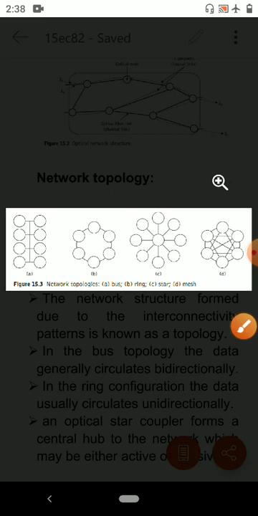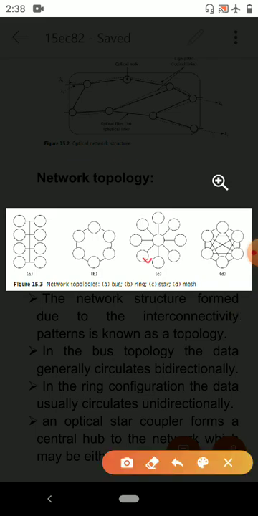In optical star topology, an optical star coupler forms a central hub to the network, which may be either active or passive. In passive operation, the star coupler at the hub splits the data in terms of power so that the signal is transmitted to all nodes.